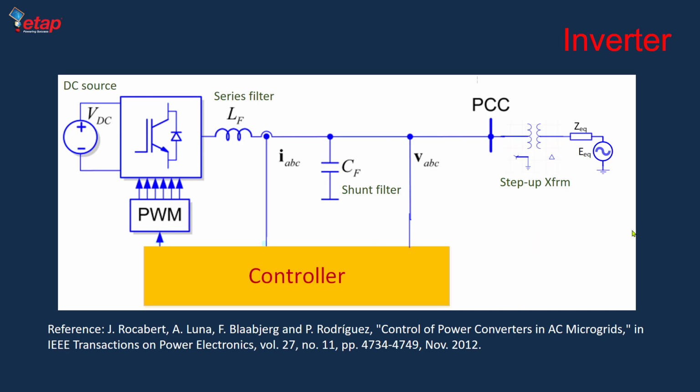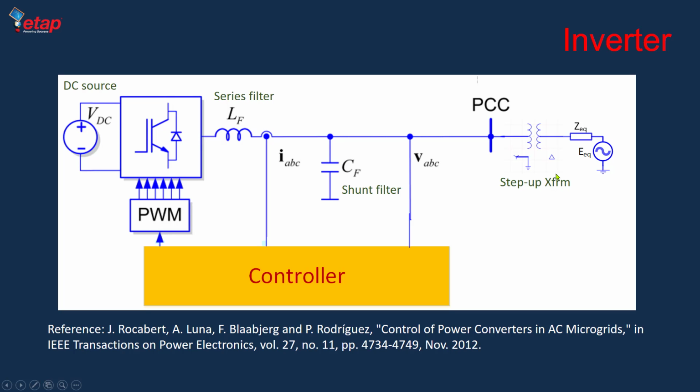When we are looking at an inverter or voltage source converter, there are switches whose pulses are typically fed through pulse width modulation. Then there's a DC source, and there's always some sort of filtering at the output side of the inverter to reduce the harmonics. A series filter is typically used to attenuate lower harmonics, and a shunt filter is typically used to attenuate higher harmonics.